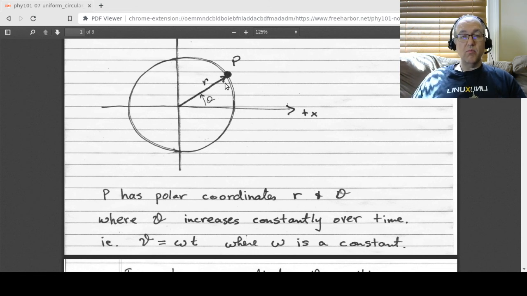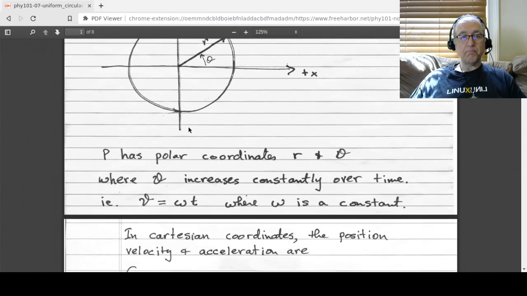And I think you can picture that what that means is that this object P is going to move along the circle, along the perimeter of the circle at a constant speed, okay? And so theta is equal to omega t, where omega is a constant, is how theta increases over time. So r constant, theta increasing linearly over time, that's a description of uniform circular motion mathematically, okay? And so there's the beginning of our kinematics.